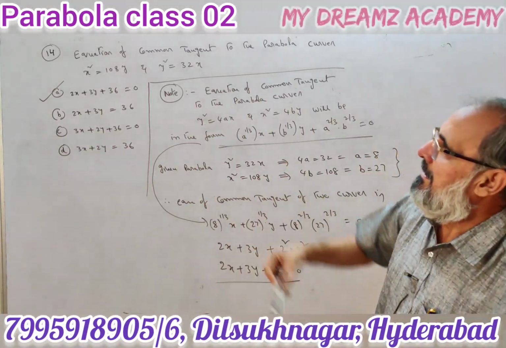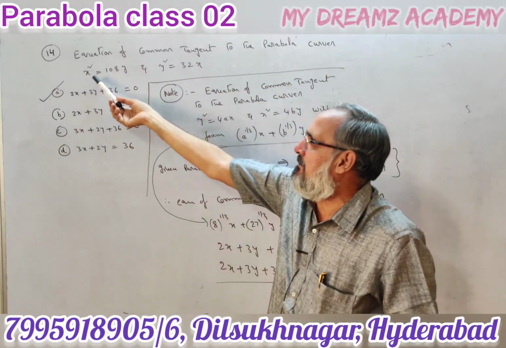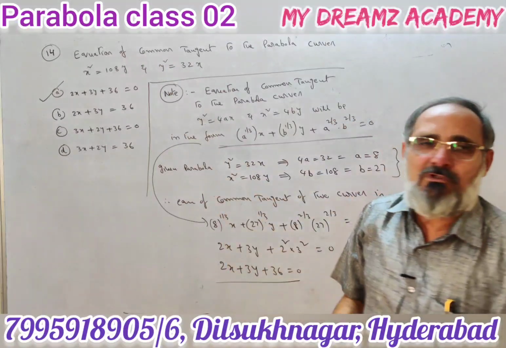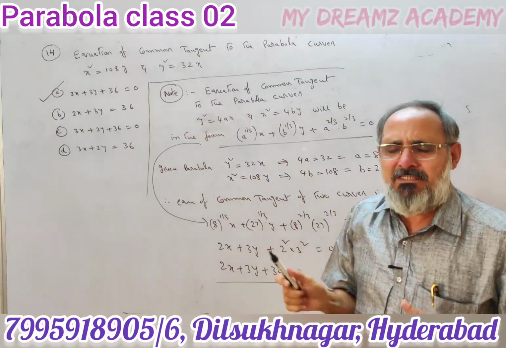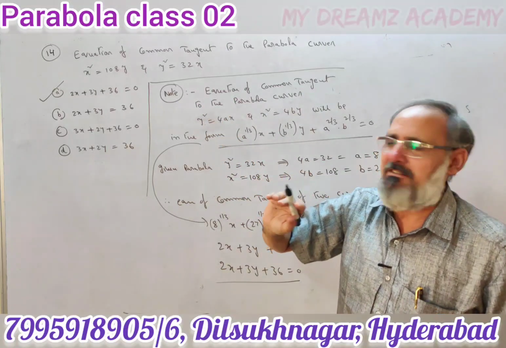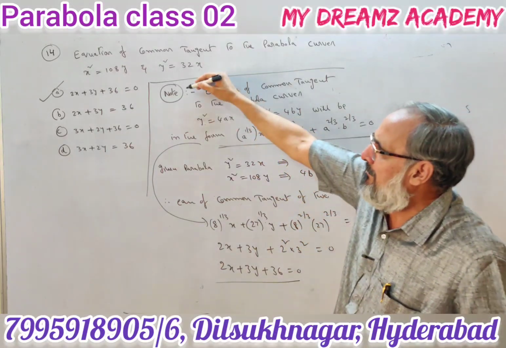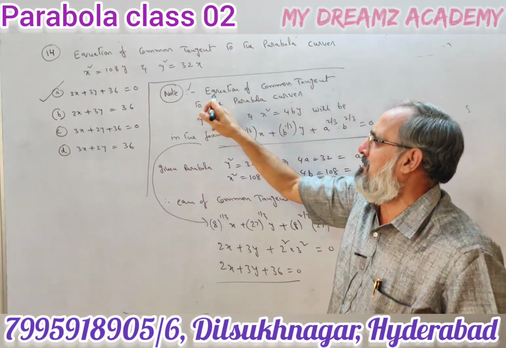Next question. Find the equation of common tangent to the two parabola curves: one is x square equal to 108y and the other is y square equal to 32x. It is a general pattern. You can see the condition for a parabola and a line to touch: c equal to a by m, or c equal to minus a m square. If you remember this, it's a very shortcut method.